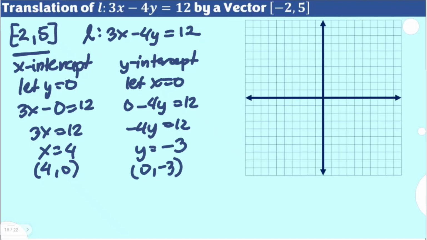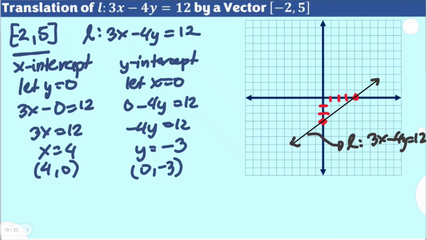Plotting that in our Cartesian plane, we have this original line, again assuming that each grid here is per 1. So (4, 0) and (0, negative 3). Connecting them with a line, hopefully I could draw a line representing them fully. Oh, I can't. Let me do it again, because it should pass through the 2 points with ease. Okay, assuming that this is really accurate, this is your line L, represented by 3x minus 4y is equal to 12.